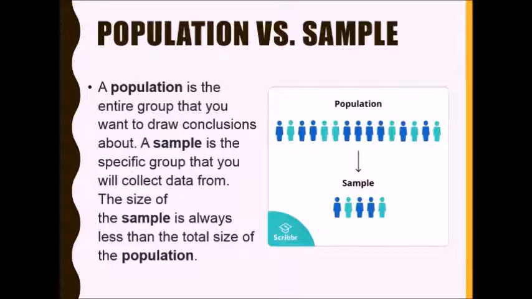Now, if you just took a few students, for example you did not take the whole population but did a random sample, say the population is 400 and you just took 350 out of the 400, that 350 is what we call the sample. A sample is the specific group that you will collect data from. The sample is always lesser than the total size of the population. In other words, what you used is only a representative of the group, okay?